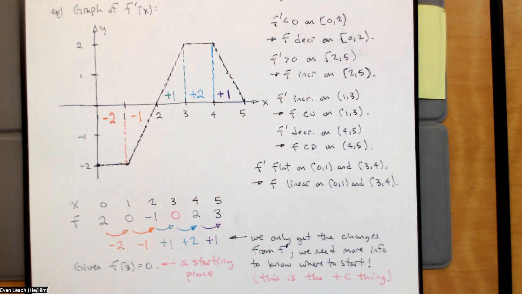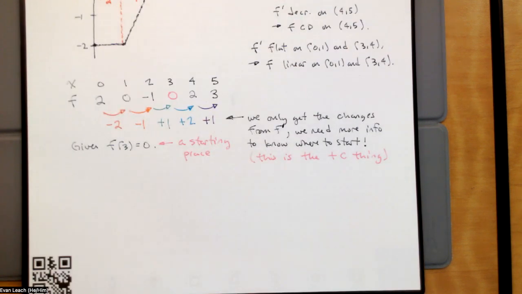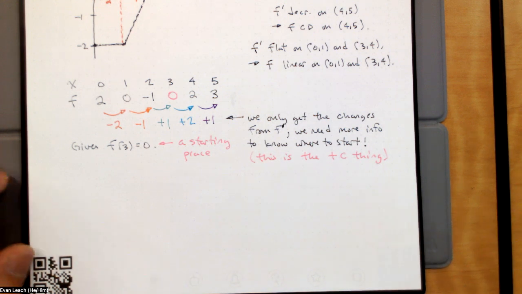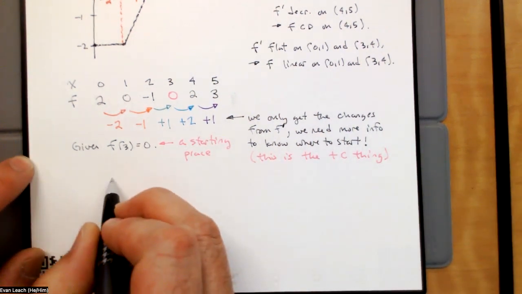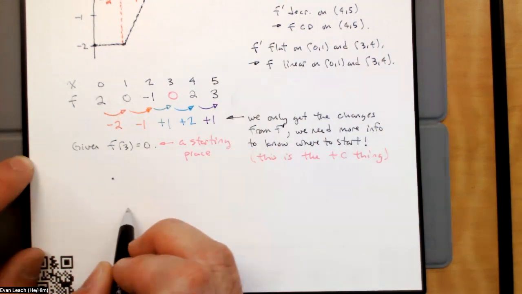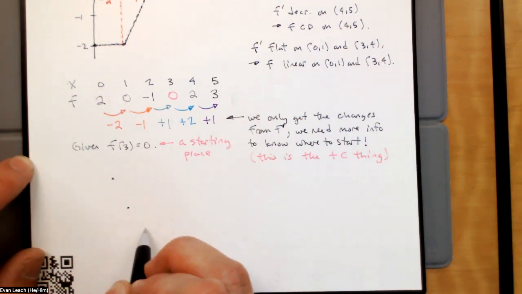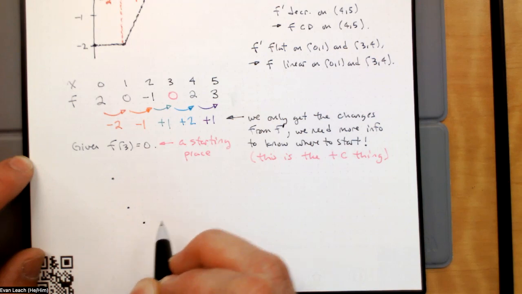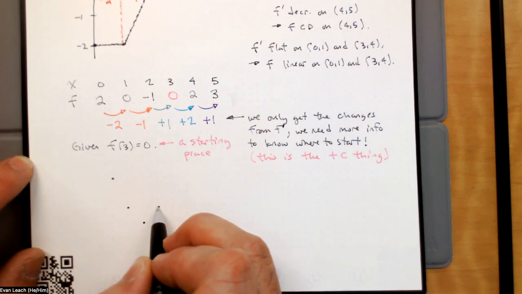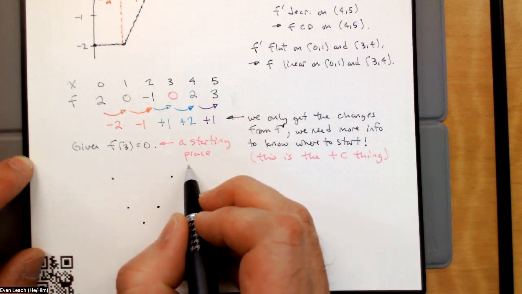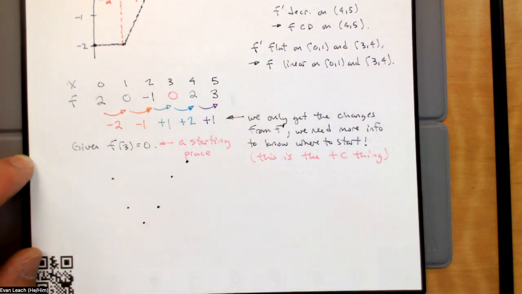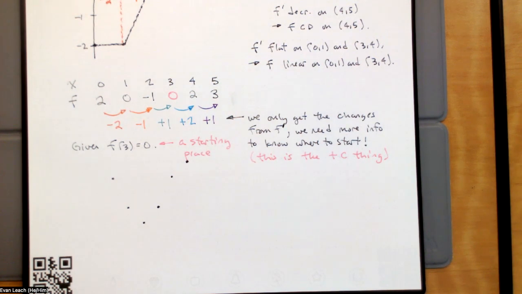Okay, so with this information, we could draw a graph of our function. So I could start off at 2. At 1, we'll decrease down to 0. At 2, we'll decrease by 1 to negative 1. At 3, we'll be back up at 0. At 4, we'll be up to 2. And then at 5, we'll be up at 3. So we got this down and that and up.